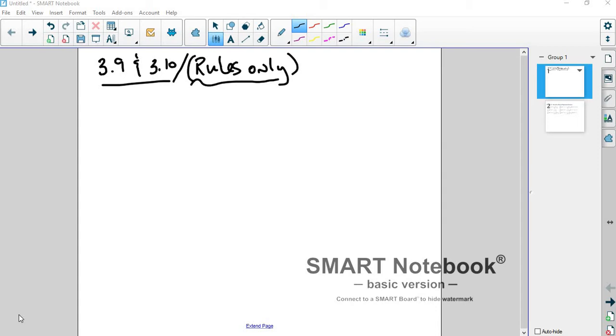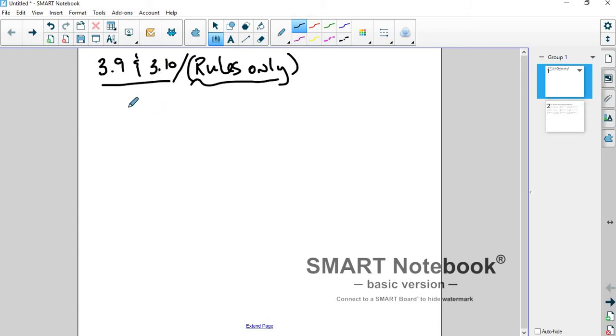We are going to cover sections 3.9 and 3.10 today from our textbook, but it's only going to be the rules. So section 3.9, there's only one rule, and then section 3.10, we're going to focus on 3 of the 6 given rules. We are not going to do anything with logarithmic differentiation or any of that other stuff in 3.9. So that's why I combine these two sections.